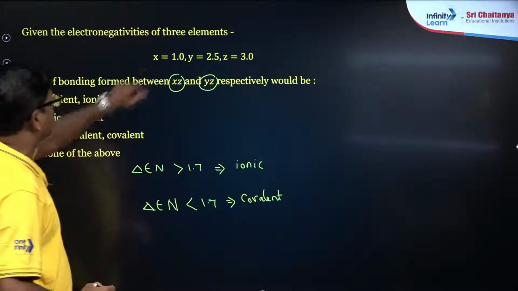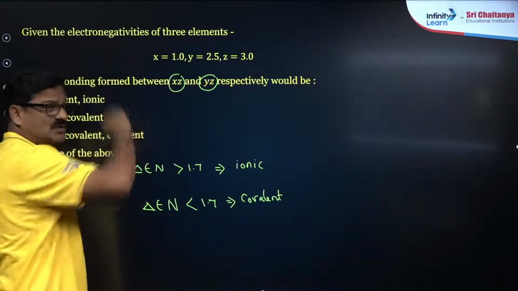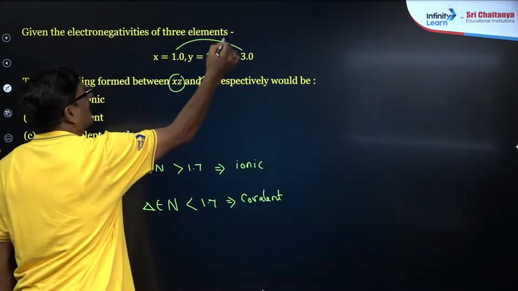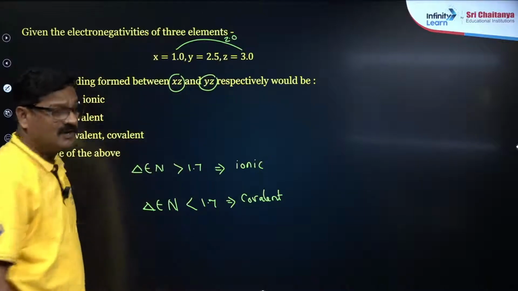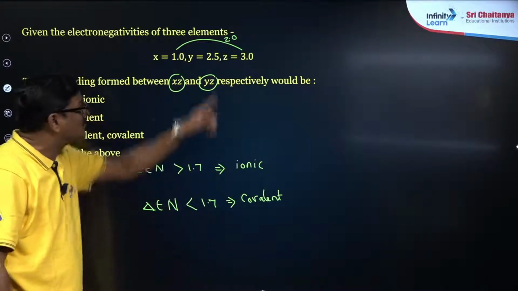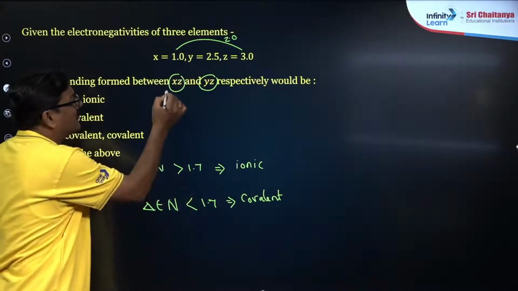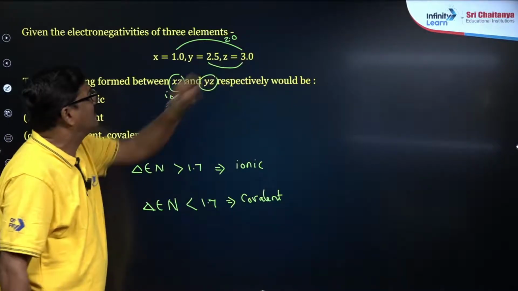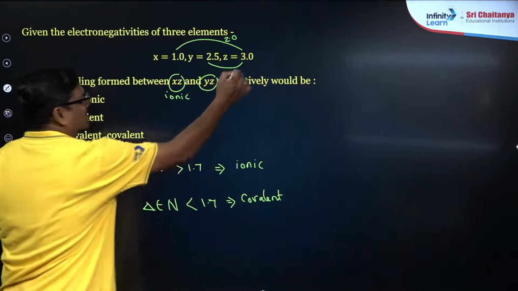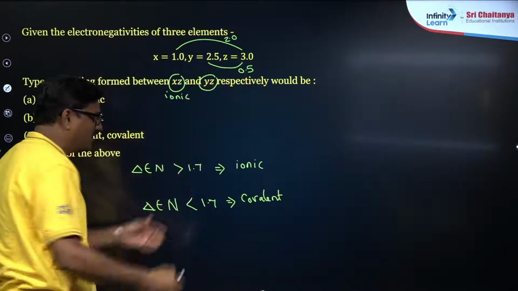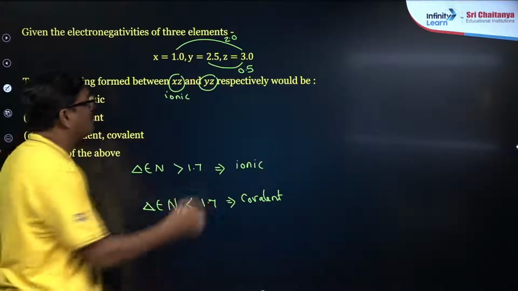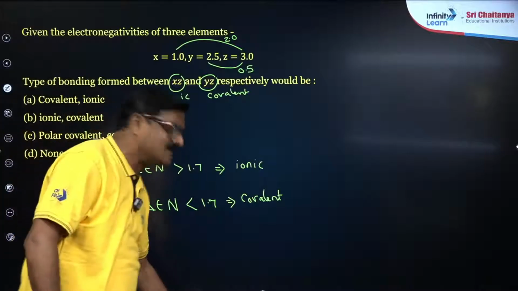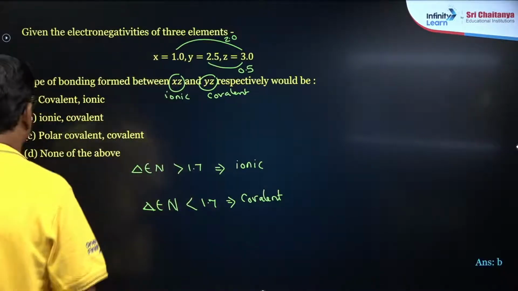It is given x is equal to 1.0, y is equal to 2.5, and z is equal to 3.0. What will be the difference between these two? It will be 2.0, right? So 1.7 is less than that, so the bond is going to be ionic. And when it comes to y and z, what is the difference between these two? It is 0.5, so 0.5 is less than 1.7, so the bond is going to be covalent. So the answer is ionic versus covalent. What will be your answer? Option B is the correct answer.